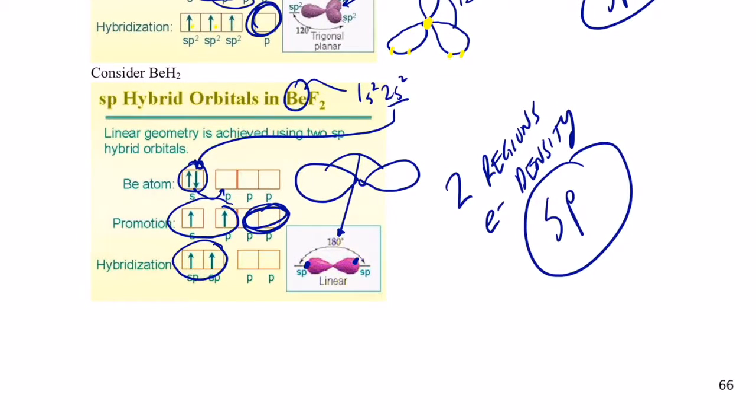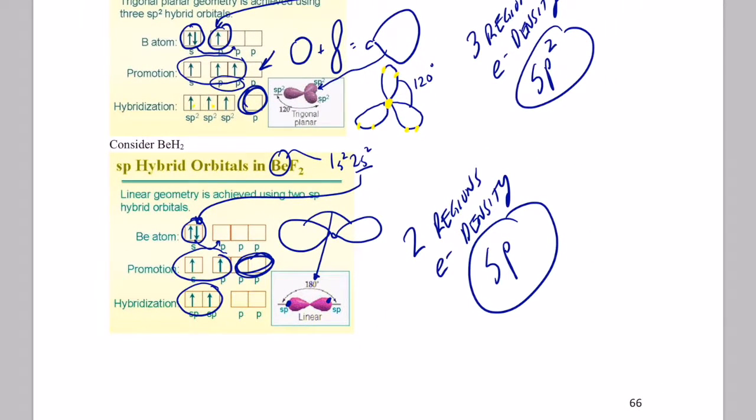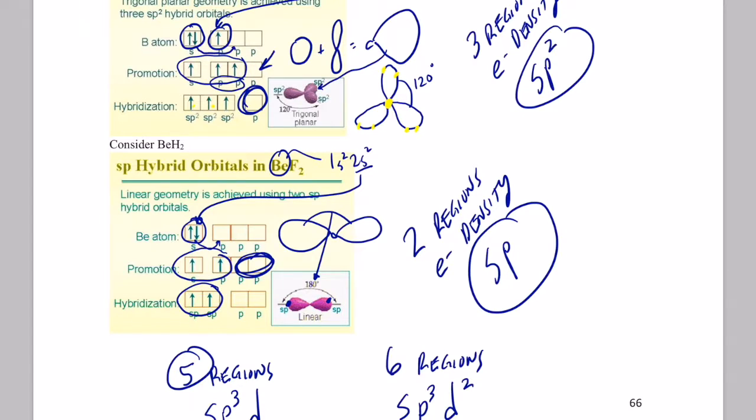Now the question might come into your mind, well, Hummer, we've done a little bit with expanded octets in our class, not a whole lot. We will next year in AP. What if there are 5 regions of electron density, or 6 regions of electron density? Well, then we end up with sp3d for my 5 regions, and sp3d2 for 6 regions. Okay?